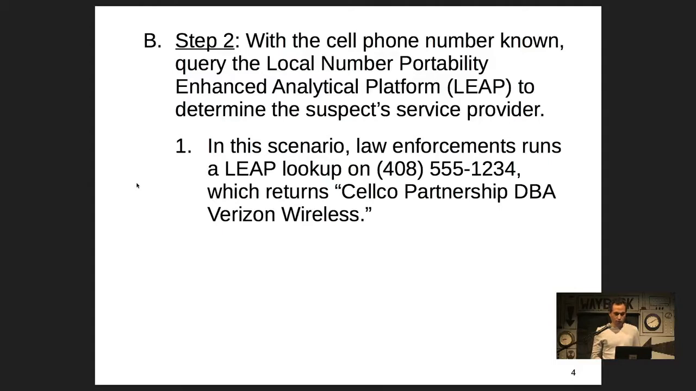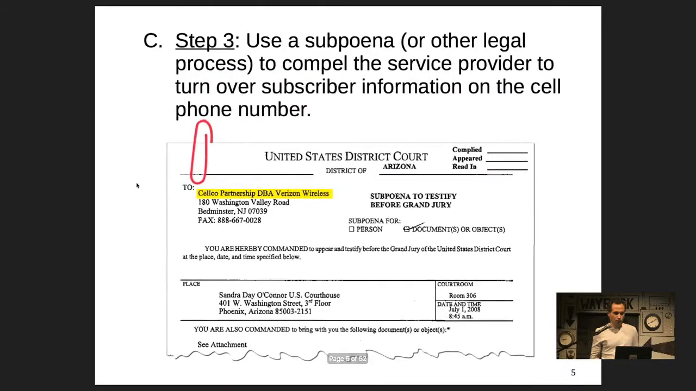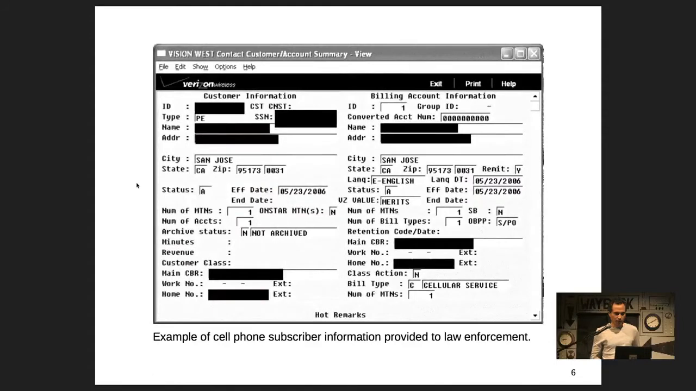So once they learn the service provider, in this scenario it's Verizon Wireless, they will issue a subpoena to get subscriber information. And in federal court, there's no judicial oversight. They don't have to go to a judge to get it approved. It's just an administrative subpoena. They'll issue it to the service provider with the phone number, and typically they'll respond with something like this.